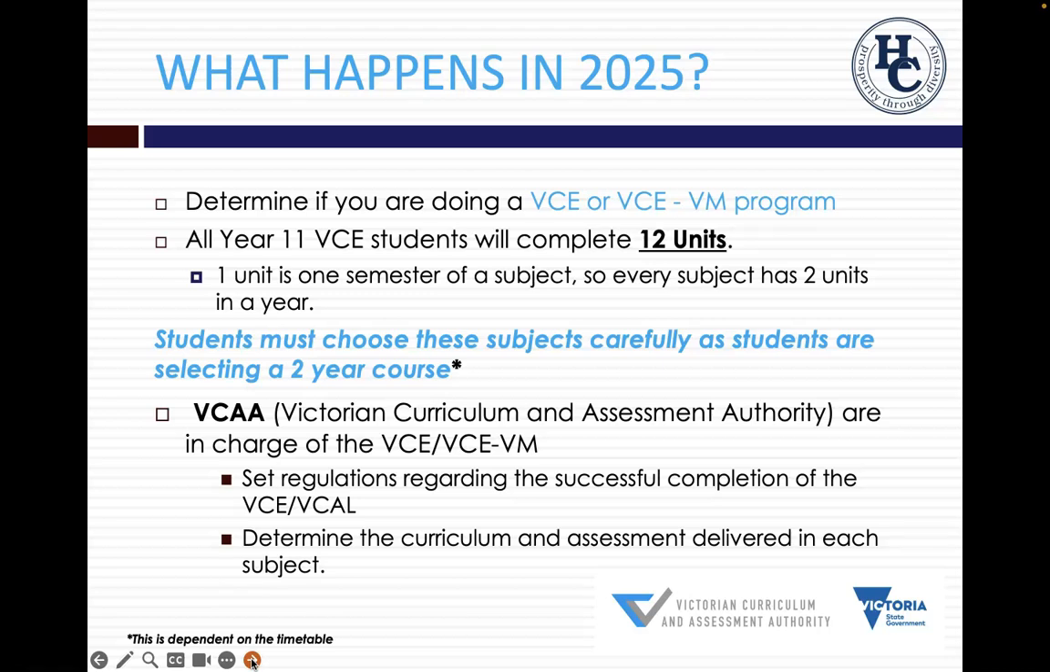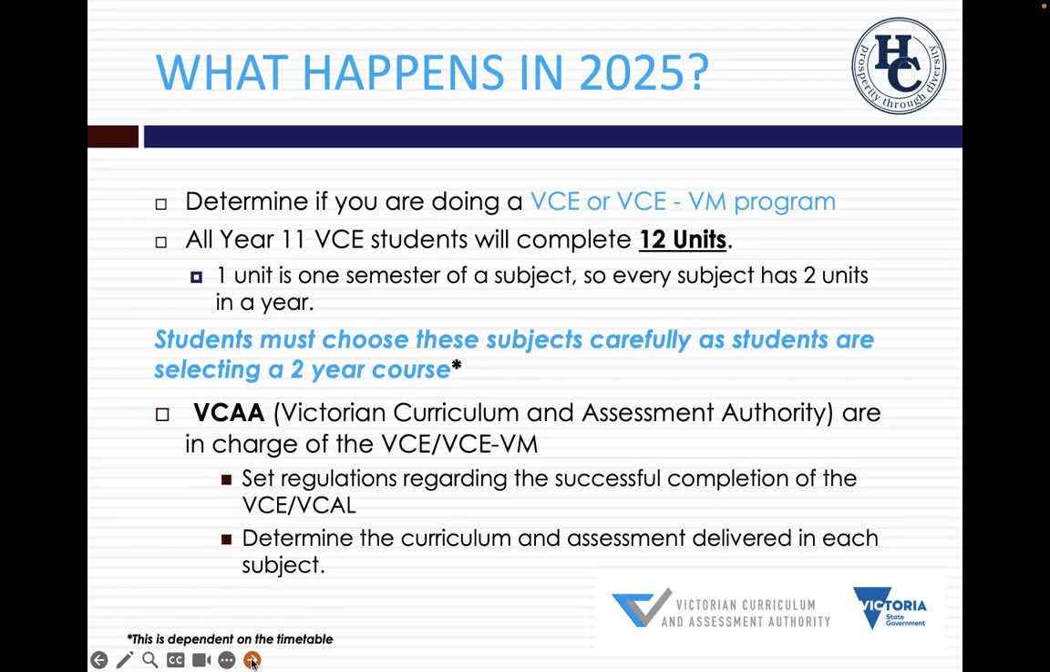Now, it's really important that you think about the subjects that you choose very carefully, as when you are signing on to do either the VCE or the VCE VM, you're really selecting a 2-year course. So your subjects have a total of 4 units, units 1, 2, 3 and 4, which you complete over Year 11 and Year 12. So you need to think carefully about the subjects that you're going to select, because you are going to be spending the next 2 years with focus on them.